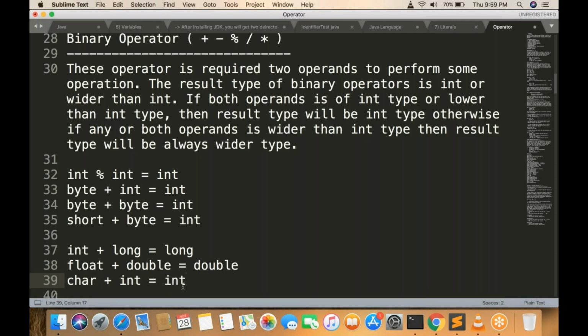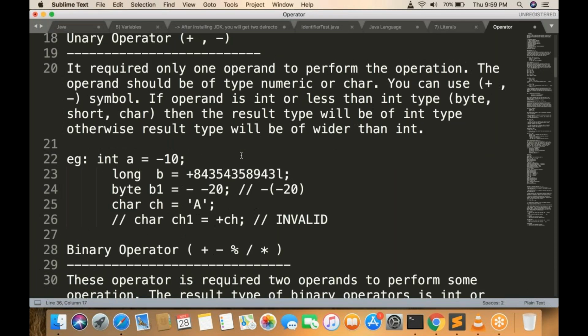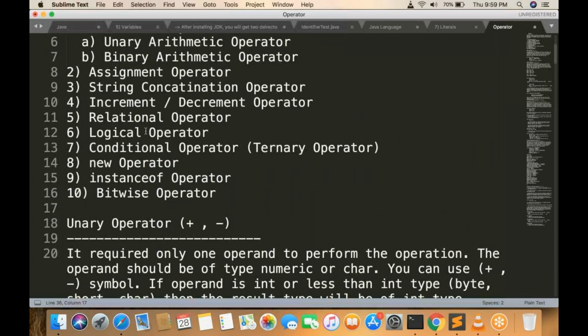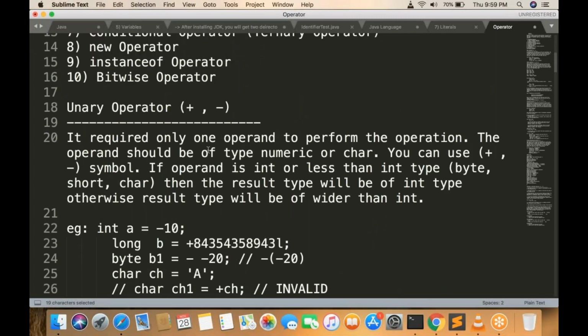Int only, right? This is not the example of wider type, it is the example of up to the int range. Okay, and these are the numeric operands. Remember this, these are the numeric operands. Char, int, short, byte, these are the numeric types. We cannot use boolean here, because whenever we are talking about the arithmetic operator, always remember the operand type must be numeric or char type.